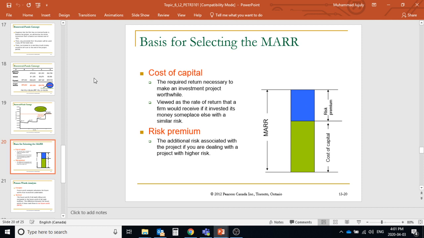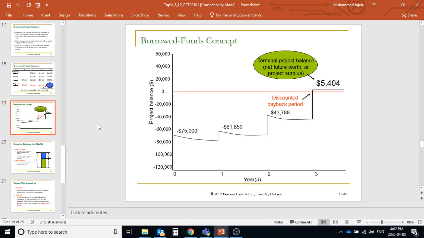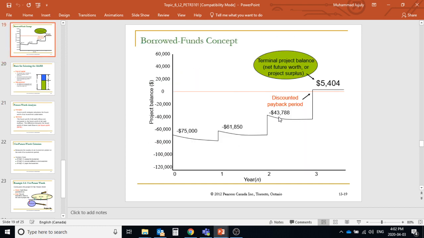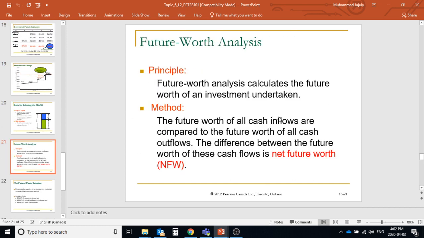The basis of selecting MARR is the cost of capital and the risk premium. So mark it well, because we already have seen how this thing works. Okay, now just like present worth analysis, we can actually do the baseline with the future worth analysis, but as I said in the class, mostly we calculate everything with the NPV, not net future worth. In some cases we do the net future worth analysis, but that would be beyond the scope of our syllabus. So mostly we'll do the analysis through the NPV.